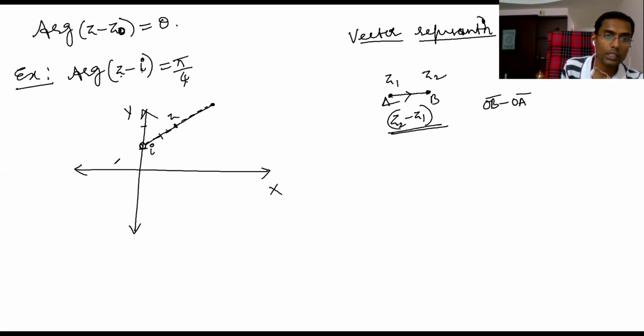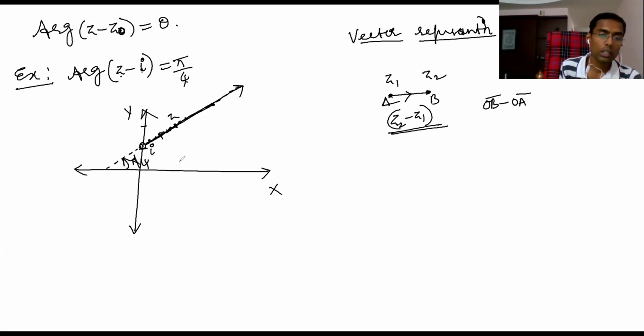So therefore, if I draw this passing through i, please understand it is passing through i. This must be pi by 4. The argument of z minus i is pi by 4. This vector is making pi by 4. Argument means the angle made with the x-axis is pi by 4. So the vector is like this. Now z can be anywhere on this ray.